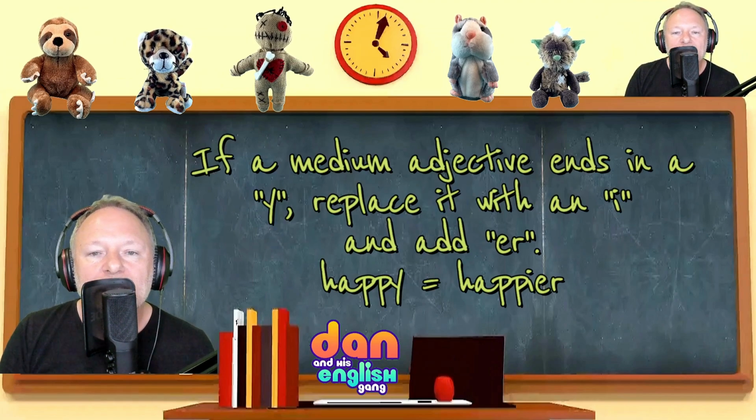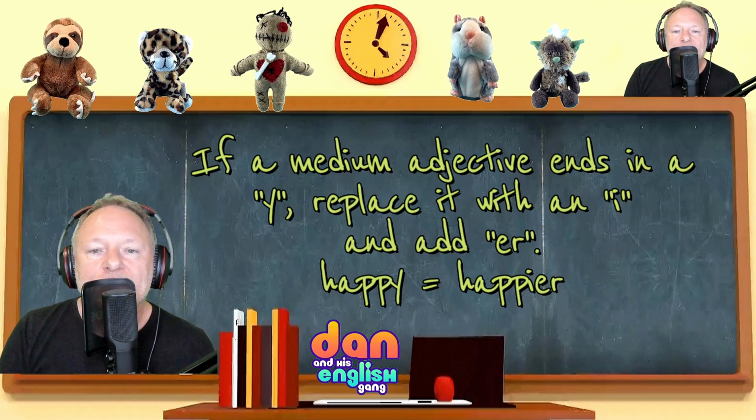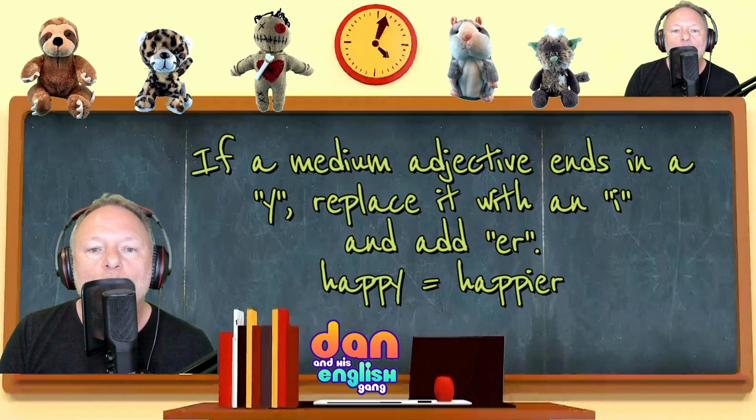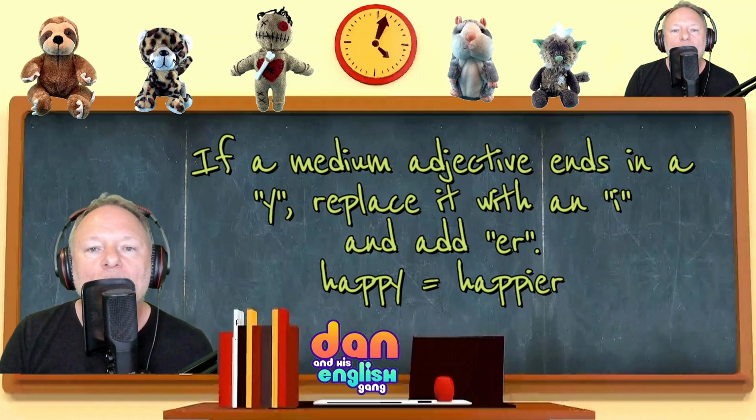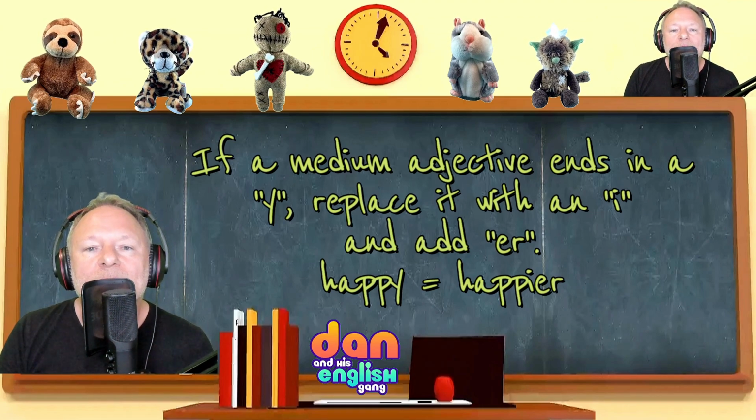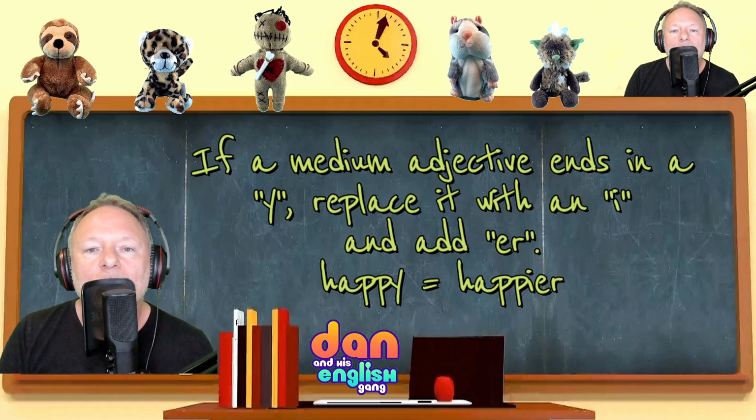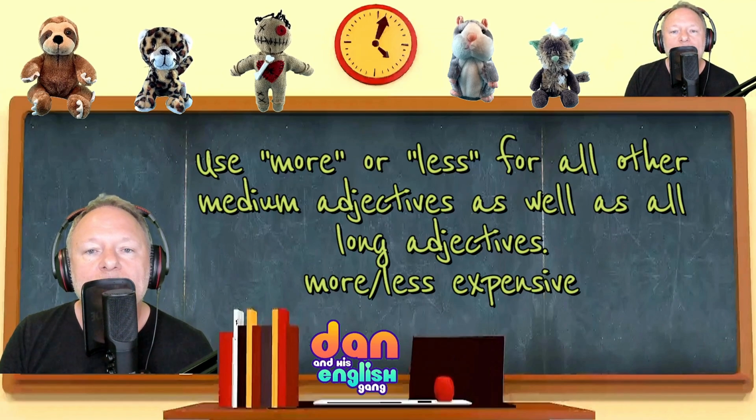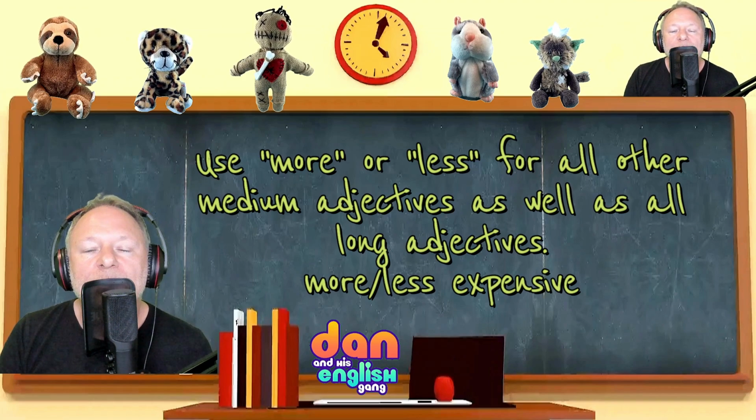Then we have the medium, so the two-syllable adjectives. And here, if a medium adjective ends in a Y, for example, happy, what you have to do is delete the Y and add an I and then ER. So happy becomes happier. There are exceptions, but this is the only one where a two-syllable adjective can be used with ER. Usually two syllables and all three or more syllables are not used with ER.